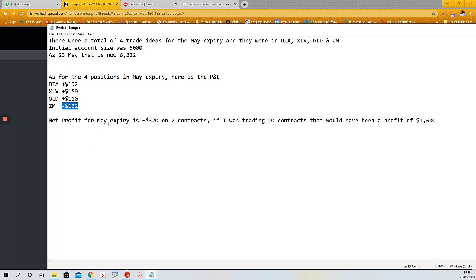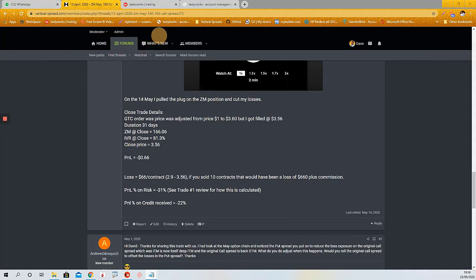So those are all the 4 trade ideas I had in the May expiry. The net profit was $320 on the 2 contracts position size I was trading. And if I had traded 10 contracts, that would have been a profit of $1,600.